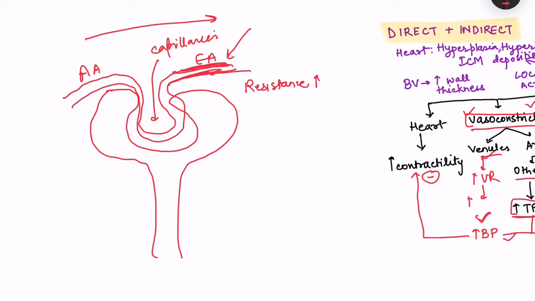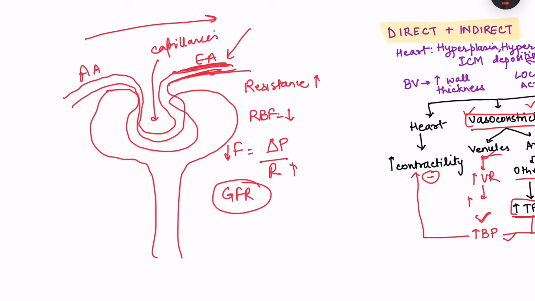Resistance is going to increase and renal blood flow is going to decrease. Whenever the resistance increases, blood flow decreases. Flow is equal to delta P by R. R increases, so renal blood flow decreases. However, there is differential effect on GFR, glomerular filtration rate.